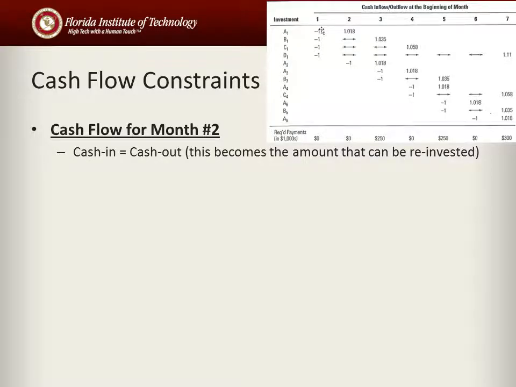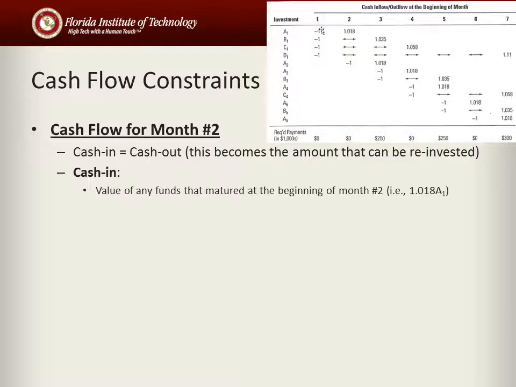So let's look at the cash flow constraint for month number 2. The idea here is to understand that cash in is equal to cash out. So the amount of money that you receive at the beginning of each period, you want to be able to reinvest it. That's what that means. So for example, the cash in for month number 2 is going to be 1.018 times whatever money was placed in investment A during month 1. This is the only opportunity here that you have to receive any money.